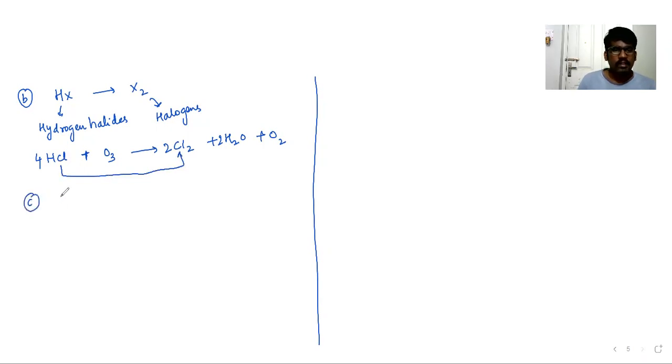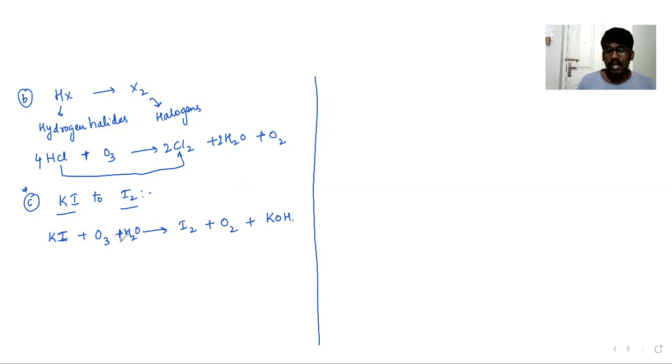And the next reaction we have is potassium iodide to I2. This conversion also can be done with the help of ozone. Very important conversion, children. KI, if it reacts with ozone, produces I2 plus O2 plus KOH. KOH can be produced, so it will give H2O here. To balance it, you have to add H2O and OH.